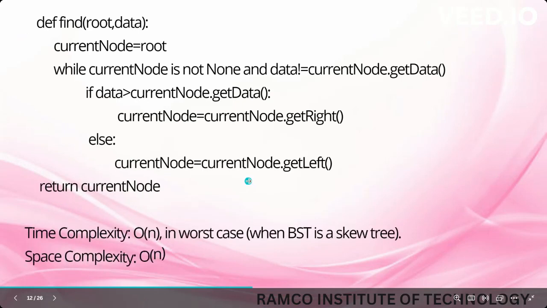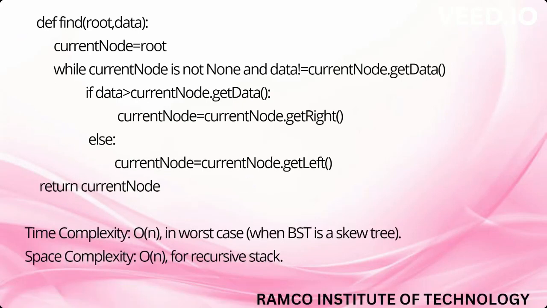This is the code for finding an element in the binary search tree. Here we define a function called find, passing the parameters root, data. Then we assign the root value to the current node. Then set the condition: while current node is not None and data is not equal to current node.get_data, until this condition is false, we need to iterate the following code.